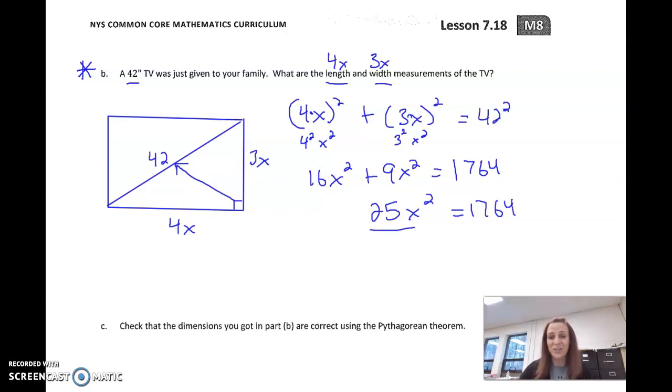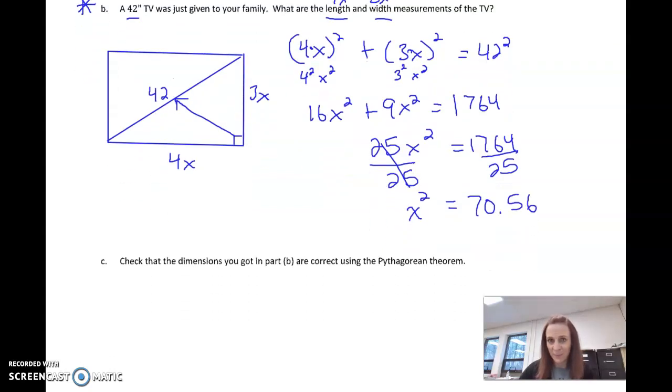Back to solving equations again. Divide both sides by 25. 25 divided by 25 is 1x squared. We divide 1,764 by 25, we get 70.56. And then we take the square root to get what x is. And it works out to be 8.4.